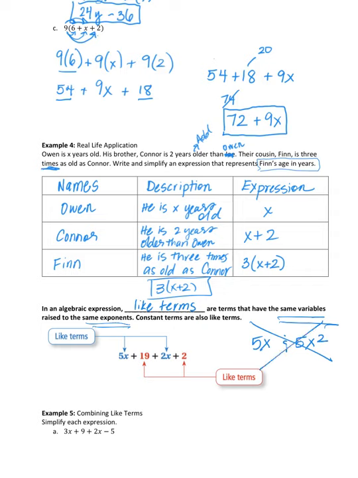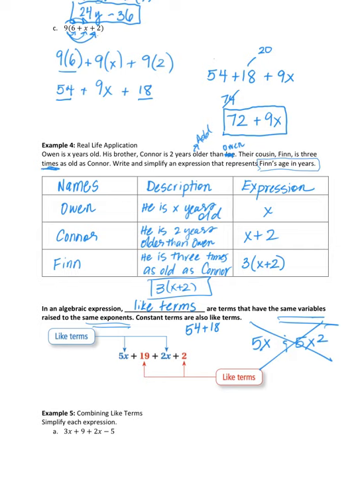And also remember, we discussed this a little bit earlier with example 3, that constant terms are considered like terms. So what we did earlier was 54 plus 18. That would be an example of constants. Okay, so they highlighted a little example here. So you have 5x and 2x are your like terms and 19 and 2. Just remember, they won't always be right next to each other, so that's okay.